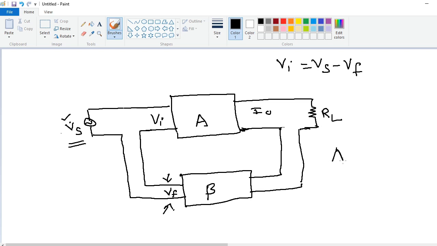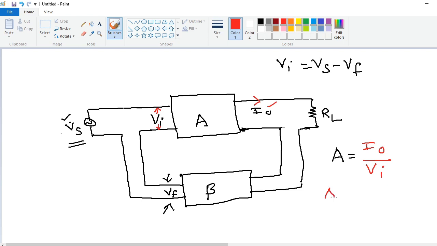Amplifier gain. Here I have used only gain; we should not say voltage gain. Amplifier gain: what is the output of the amplifier? I naught is the output of the amplifier. So I naught divided by, what is the input of the amplifier? Vi. So A is I naught divided by Vi.